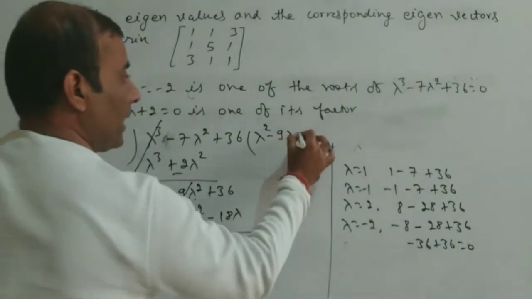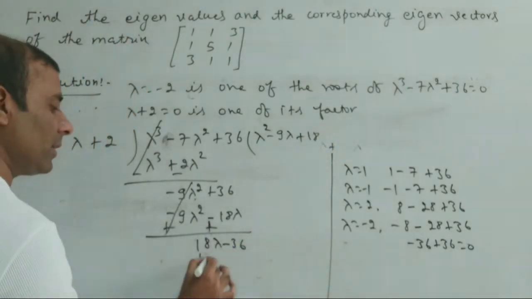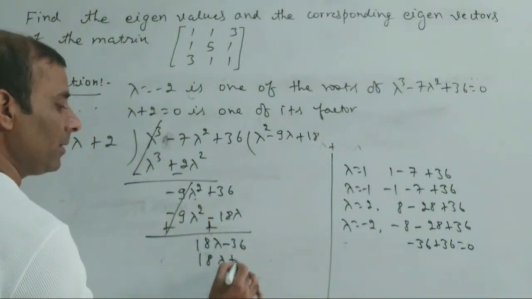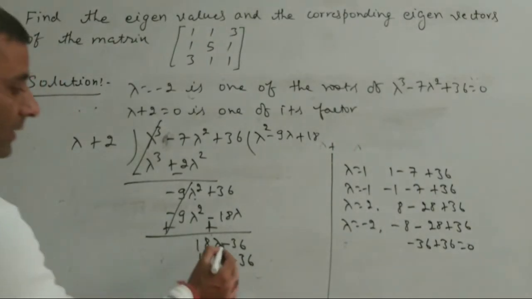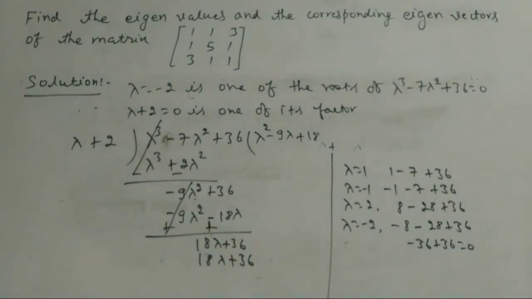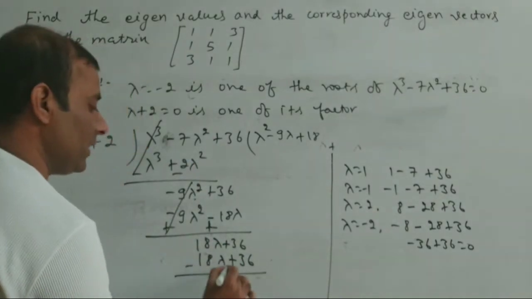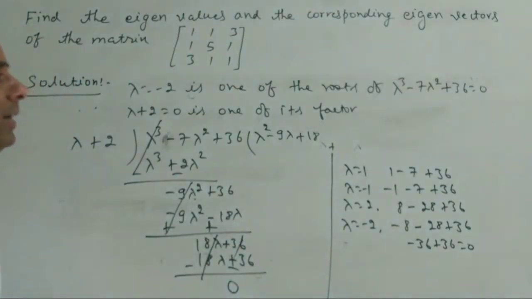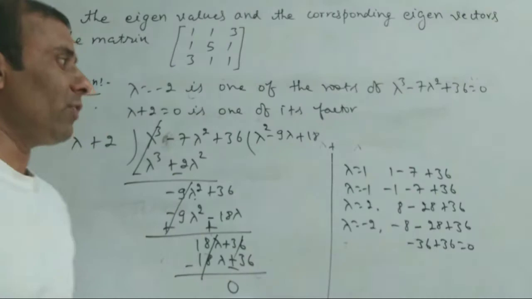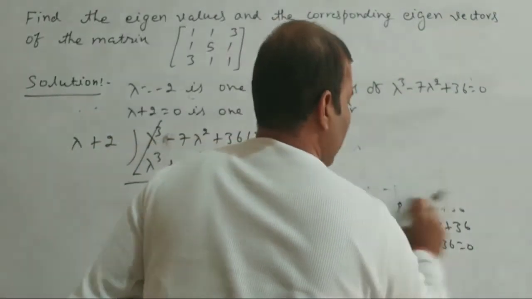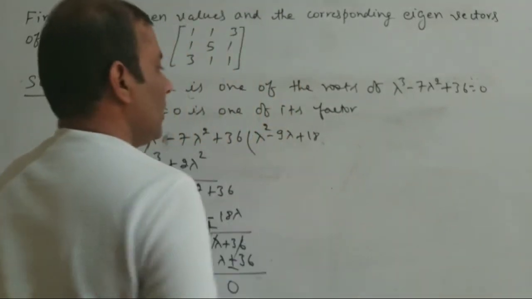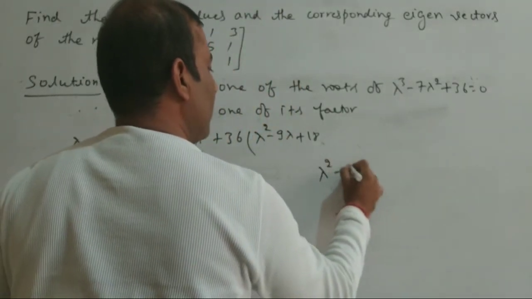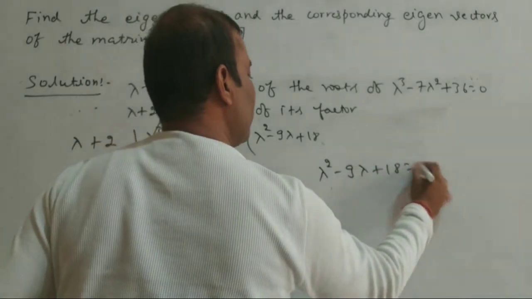Next, by plus 18, it becomes 18 lambda plus 36. The sign is plus because here it is plus. So 18 lambda plus 36, change the sign, minus, that is 0. It means lambda square minus 9 lambda plus 18, let us solve it and find out the value of lambda. Now we have to solve lambda square minus 9 lambda plus 18 equals 0.